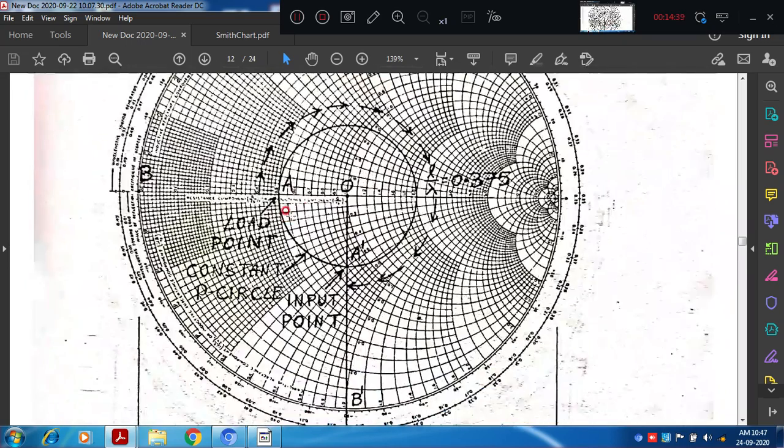ZS. See, this is the load point. If I move clockwise by L by lambda distance, whatever it may be, here in this numerical it's 0.375, there I will get ZS. Where it cuts the rho circle, there we should find the constant resistance value as well as the arc value. If that arc value is in the lower half of the Smith chart, we need to take a minus sign, and then we will get some values. We should multiply by Z0 to get ZS. Right, this is the case of finding ZS.